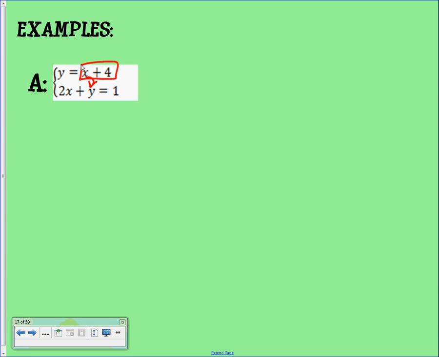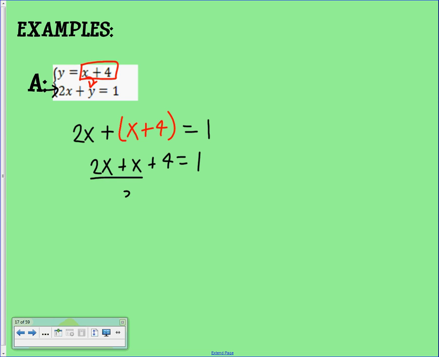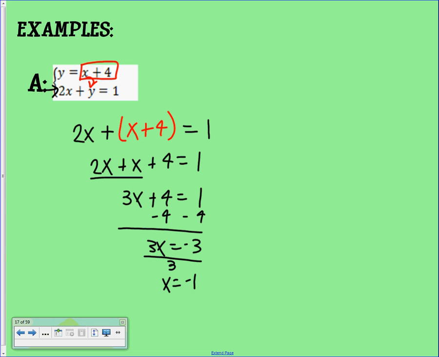So I'm just going to rewrite that second equation just like I did yesterday. So I have 2x plus, but instead of y, now I have the quantity x plus 4. Notice I put that in parentheses, and then that equals 1. And now I have an equation with only x's, and I can go ahead and simplify. So I've got 2x plus x plus 4 equals 1. So I put my x's together. That's 3x plus 4 equals 1. To solve for x, I would subtract 4, leaving me 3x to equal a negative 3. Dividing each side by 3, so I get x to equal a negative 1.